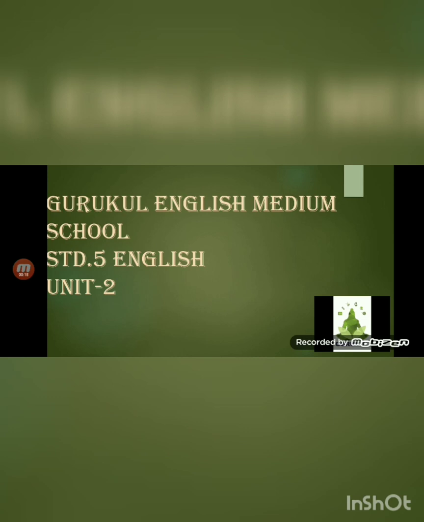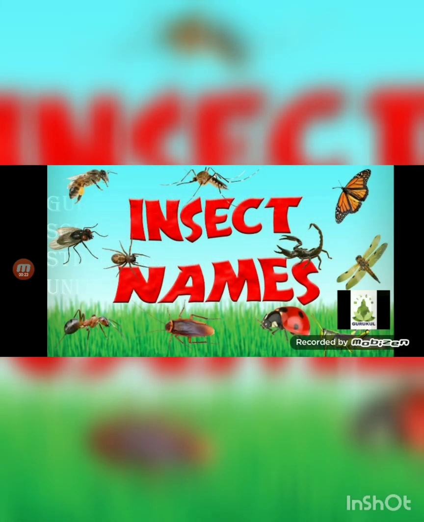As we begin Unit 2, first lesson in Unit 2, I'd like you to identify the insects which are shown on the screen. Yes, you're right. You can see butterfly, cockroach, spider, ant, housefly, mosquito, beetle, grasshopper, bee, etc.